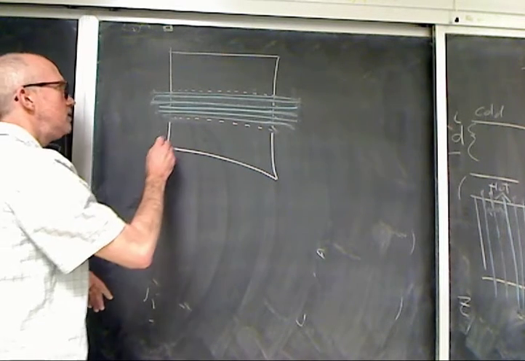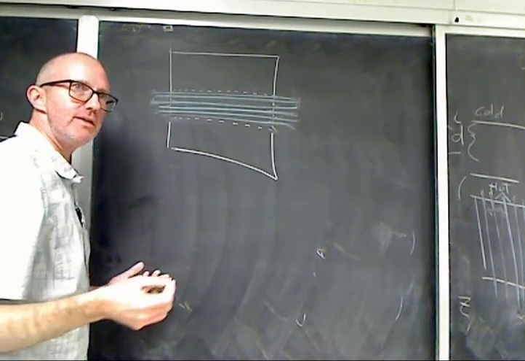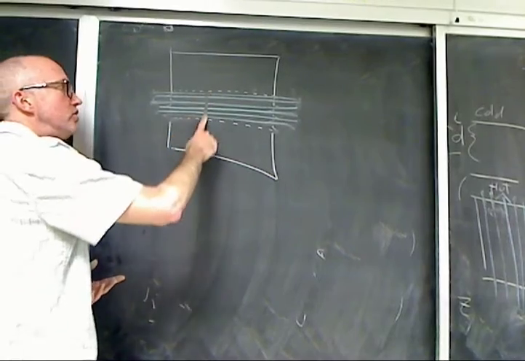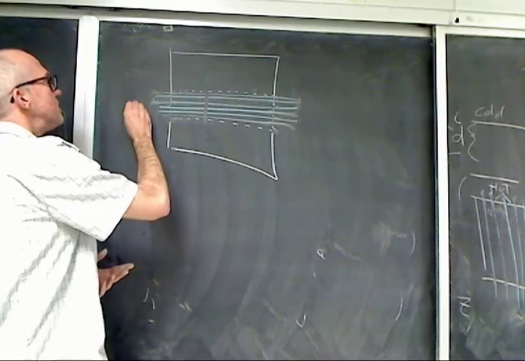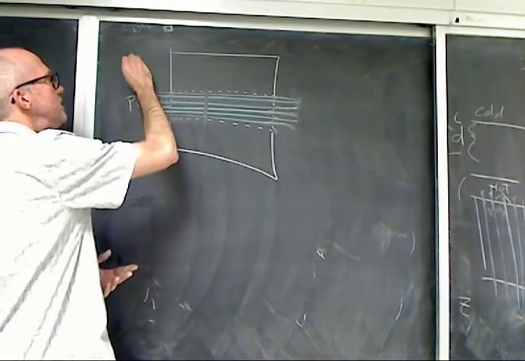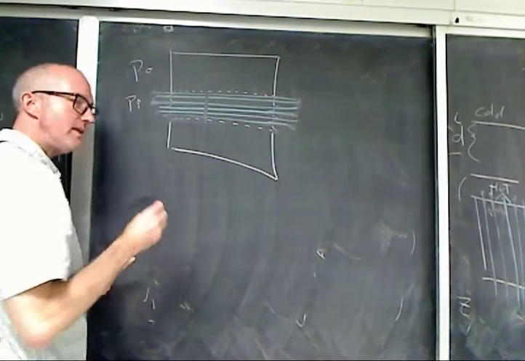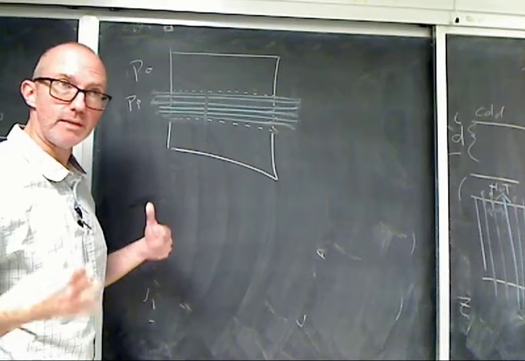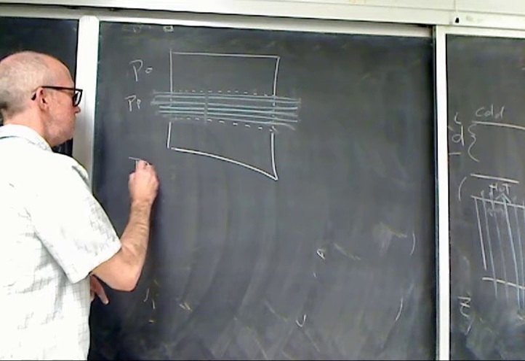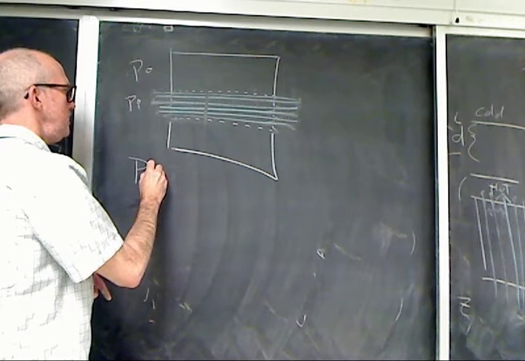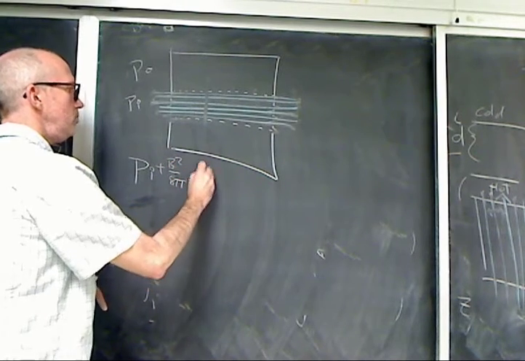Now, if this thing is in basically hydrostatic equilibrium-ish, then my pressure gradient across this whole thing has got to be 0. So I've got some P inside and some P outside. Magnetic fields make a pressure, and they add to pressure, like B squared over 8 pi. So the pressure in here, P inside plus B squared over 8 pi, has got to equal P outside.